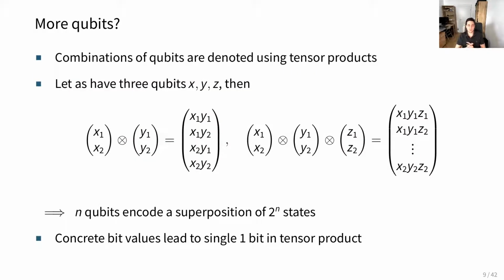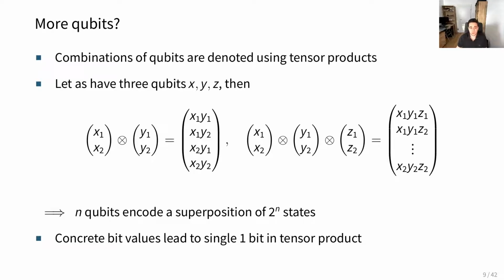Now we have a single qubit. A single qubit can denote two states, but of course, if we want something more than that, we need more qubits. And it's nice because we can build combinations of qubits, and they are denoted using so-called tensor products. We'll see here what this actually means.